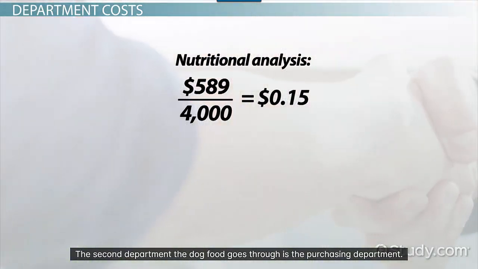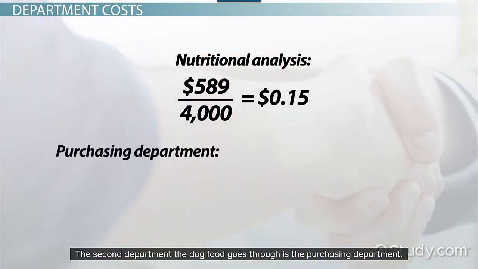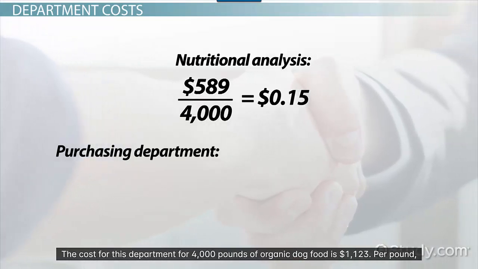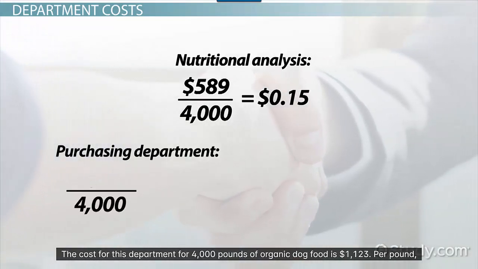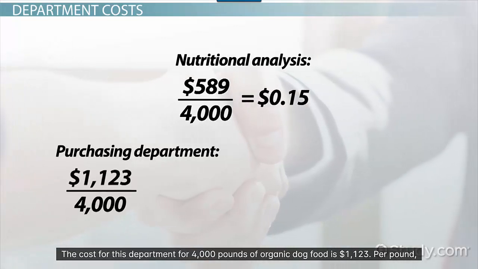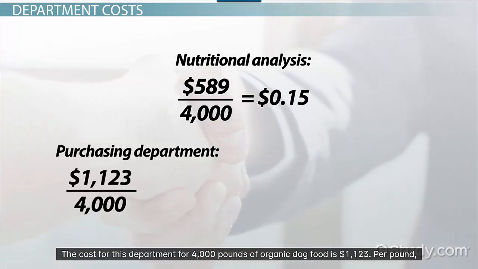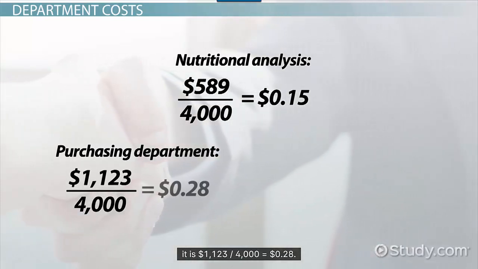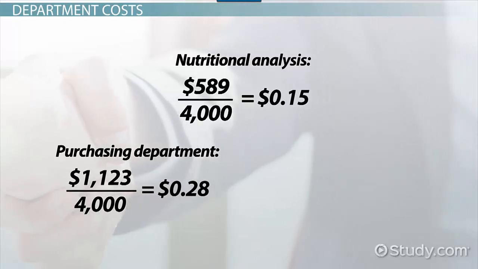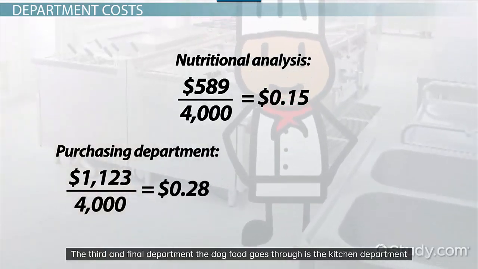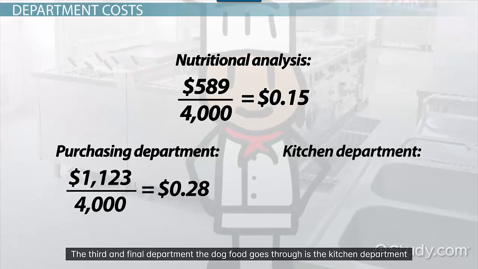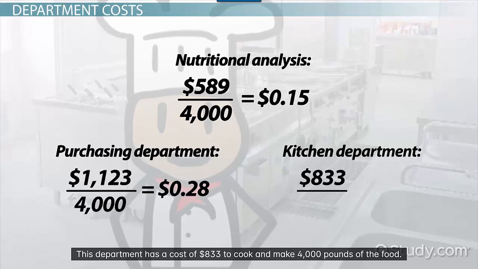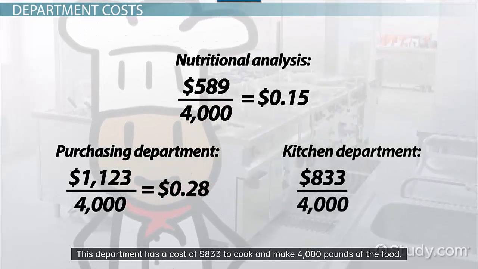The second department the dog food goes through is the purchasing department. This department purchases all the ingredients needed to make the dog food. The cost for this department for 4,000 pounds of organic dog food is $1,123. Per pound, it is $1,123 divided by 4,000, which equals 28 cents. The third and final department the dog food goes through is the kitchen department, where the actual dog food is made. This department has a cost of $833 to cook and make 4,000 pounds of food.